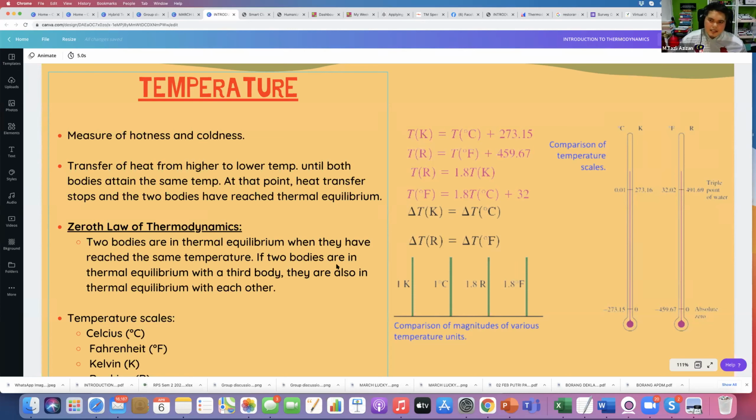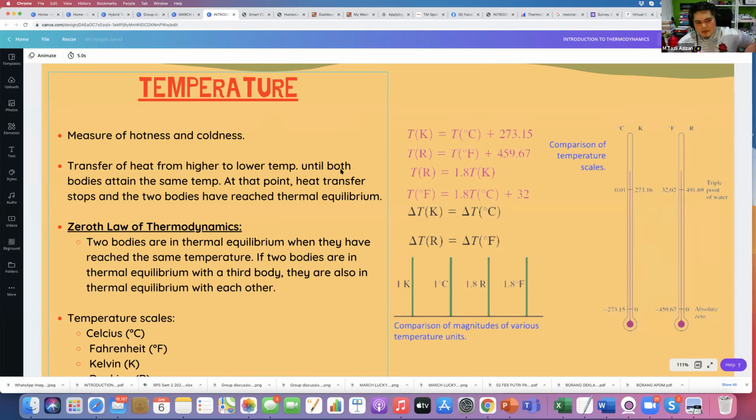The reading of the temperature that we have at the shop, for example, the scanning for MySejahtera, the reading can only be given until our body reaches thermal equilibrium. If our body does not reach thermal equilibrium with the device itself, it means it's unstable. Okay. So at that point, heat transfer stops and the two bodies have reached thermal equilibrium. So you have the device and our body itself, and when it reaches thermal equilibrium, only then it can give us the correct reading.